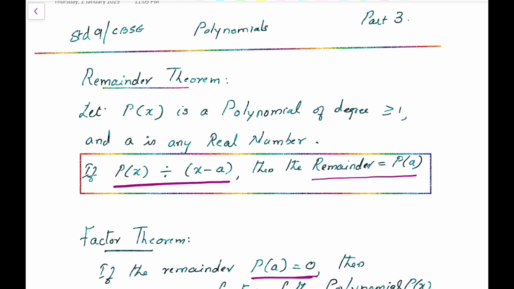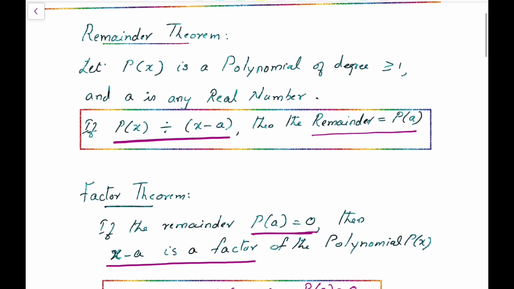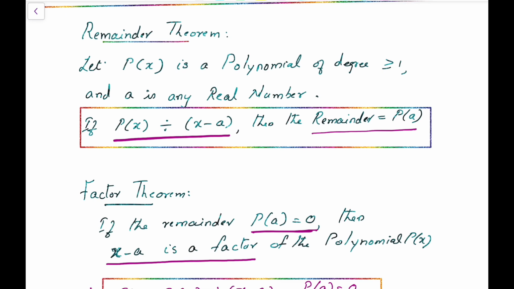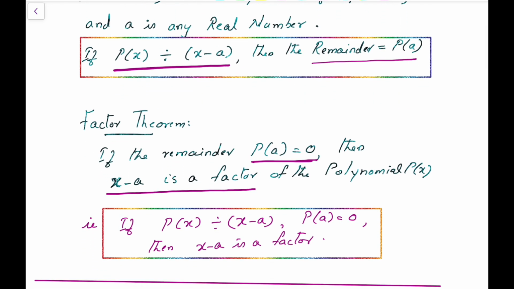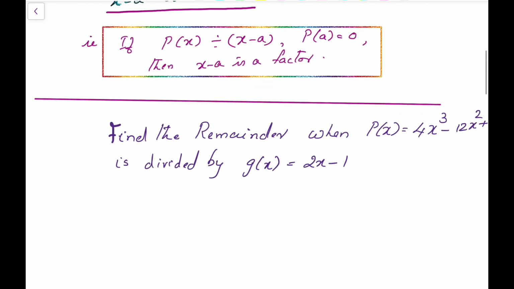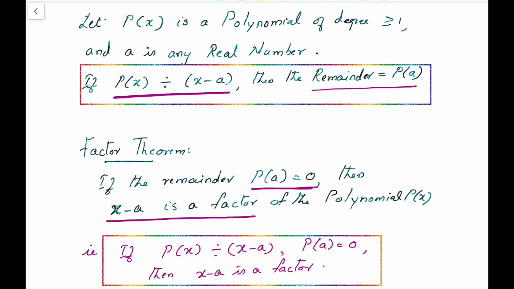When p of x is divided by x minus a, then the remainder will be p of a. That is, you have to simply substitute a in the polynomial, and you will get the remainder. That is the remainder theorem. The extension of the remainder theorem is the factor theorem. If the polynomial p of x is divided by x minus a and the remainder is p of a, as we have already told, if that remainder p of a is equal to 0, then we can say x minus a is a factor of the polynomial. When you do one or two examples, you will understand it. So we will come to the problem.